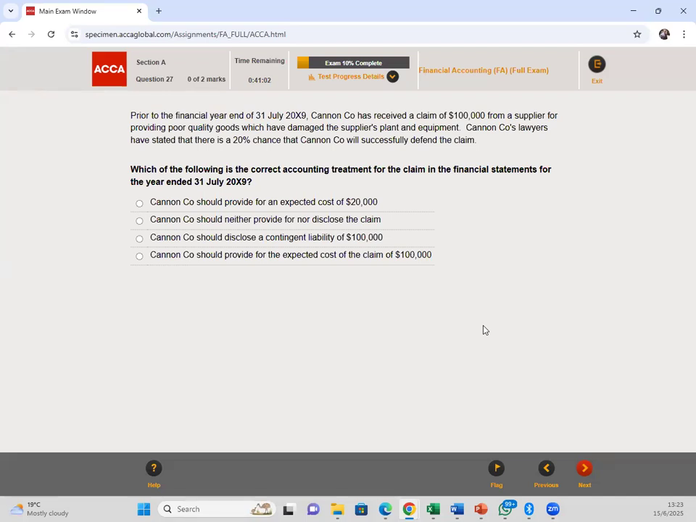Okay, so which of the following is the correct accounting treatment of the claim? Who is claiming here? Canon has received a claim from a supplier for providing poor quality goods which have damaged the supplier's plant and equipment. So this is a claim from the supplier. So this is a potential liability to us. So if it's possible, how do we deal with the liability? What's the correct treatment? What do we do from the answers that we have?